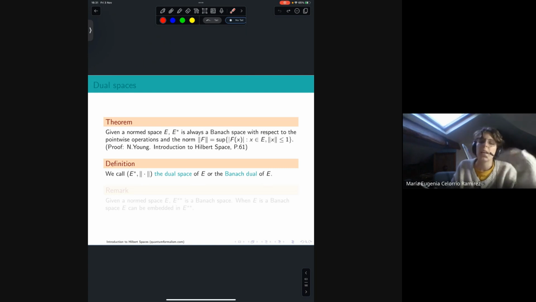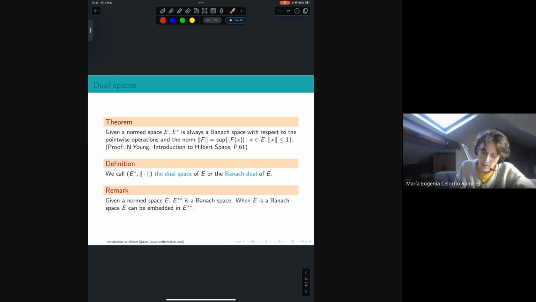Now we can keep taking duals as much as we want. So remember, because E star is a Banach space, we can take E star star, which is again a Banach space. And Banach spaces have a really nice property, which is that E can be embedded in its bidual. By can be embedded, I mean that there is a copy of E in its bidual, and this copy behaves exactly as E.